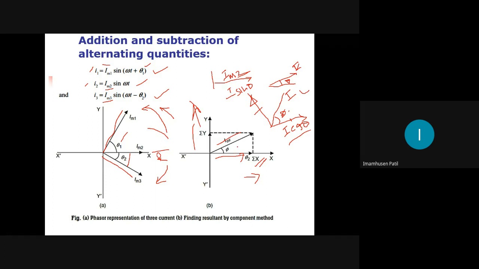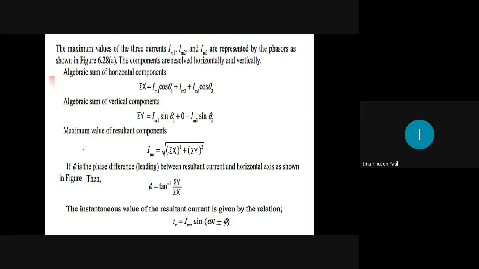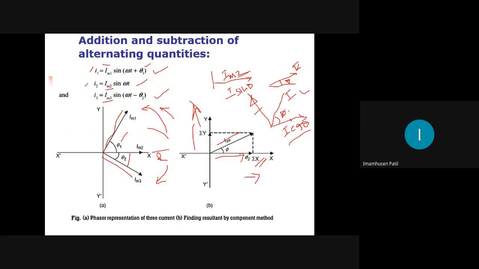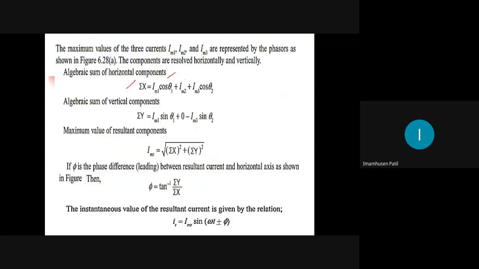Okay, that is how you find the resultant. Now see the summation of x: you have to add IM1 cos theta 1, IM2 cos 0, since the angle is 0 here and cos 0 is 1, then IM3 cos theta 2.